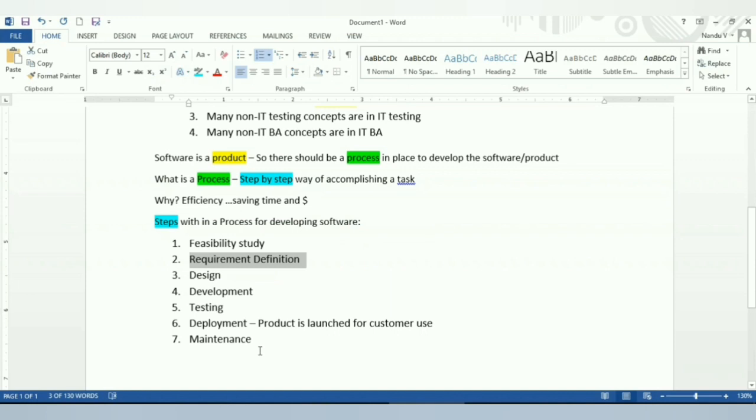First step is feasibility study. Requirement, design, development, testing, deployment, and maintenance. What is feasibility study? We'll come to that in a second. What is requirement definition? We just went through it. 4-step process, right? Understand customer. At a minimum, 4 to 5 step process. There are a lot more steps, but for now, for a beginner, what are the steps we saw?